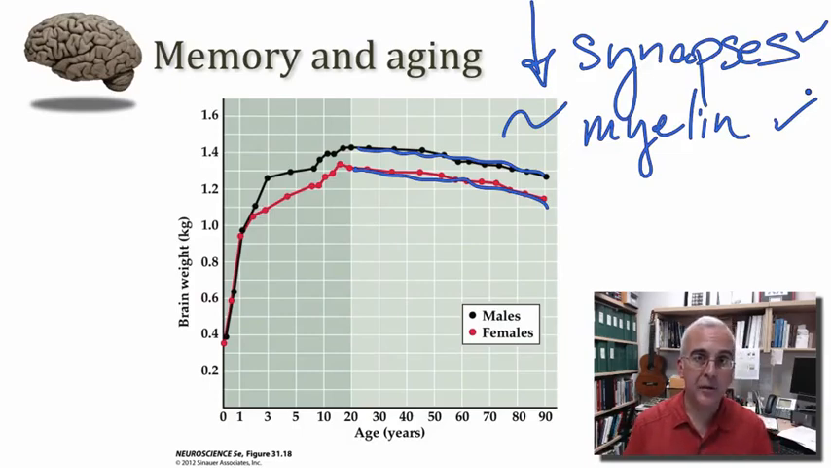Now, sadly, there are individuals that are experiencing the death of neurons, but we consider that to be a pathological context. So cellular loss throughout the brain is not to be considered a part of normal aging.